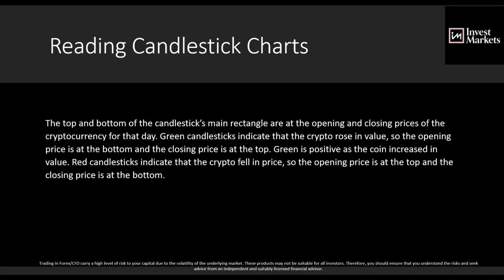The top and the bottom of the candlestick's main rectangle are the opening and closing prices of the cryptocurrency for that day or that period. Now, green candlesticks indicate that the crypto rose in value. So the opening price is at the bottom and the closing price is at the top. Green is positive. If we see red, we see the exact opposite. It closed lower than it opened.